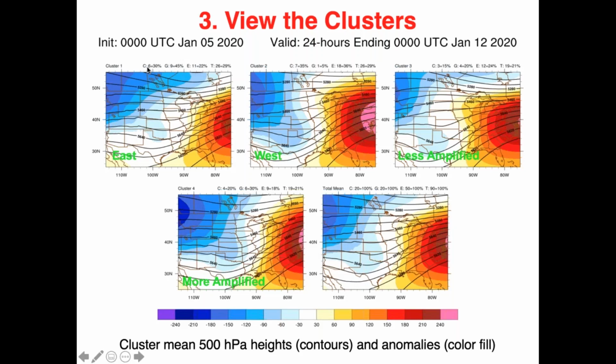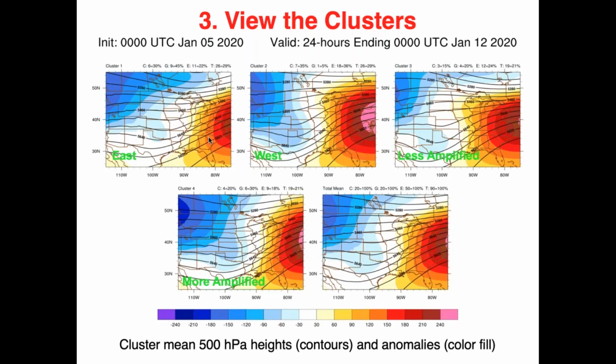Now, in each of these charts at the top here, we have a C, G, and E. So the numbers right next to each of those just tells you how many ensemble members from each ensemble prediction system are in this cluster, and then the percentage of that ensemble prediction system that is in that cluster.